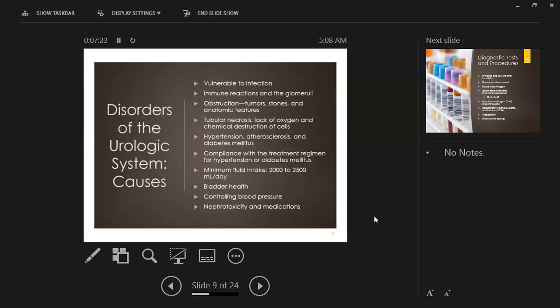You may have tubular necrosis, which is a lack of oxygen and chemical destruction of cells within the kidney. You may also have high blood pressure, atherosclerosis, or diabetes mellitus, which can affect the urologic system. Compliance with treatment for high blood pressure and diabetes is very important to prevent serious damage to the kidneys.